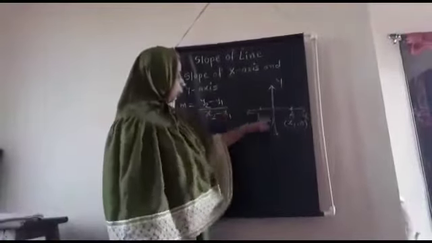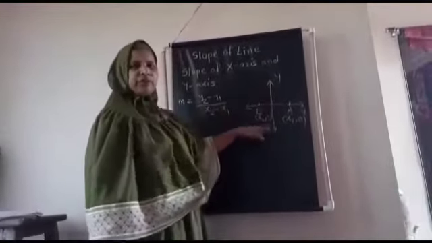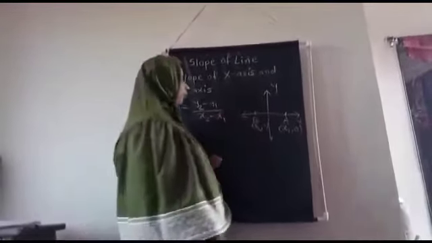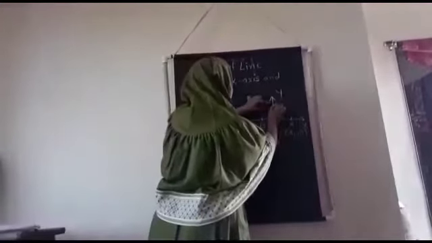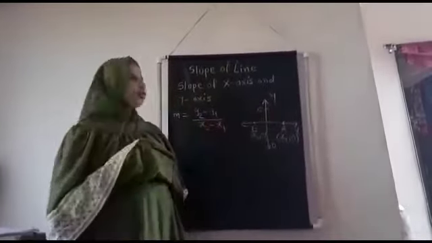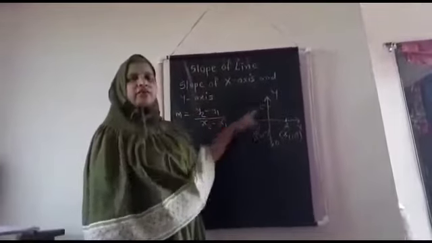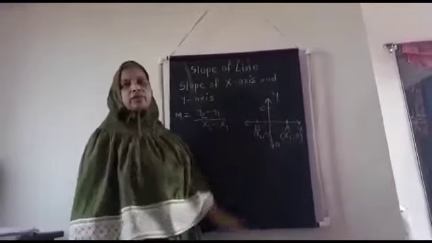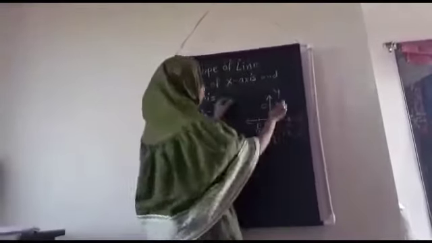Now all the points present on the y-axis, any two points we can consider here. So let's consider point C and point D on the y-axis. Since the points lie on the y-axis, their x-coordinates are 0. So the coordinate of point C is 0, y1 and here 0, y2.